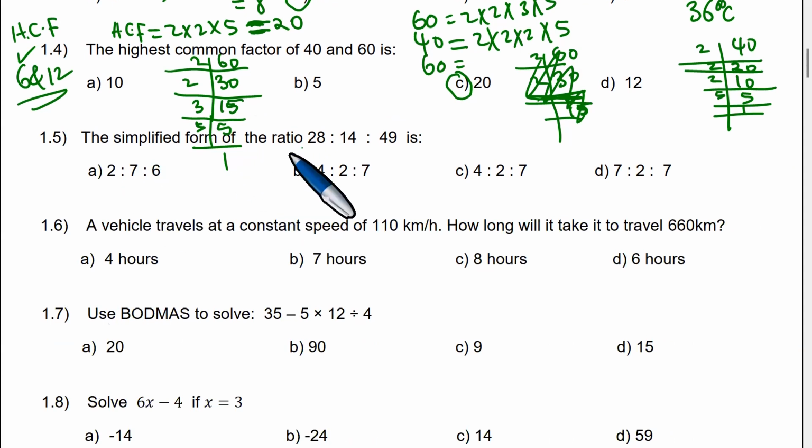1.5. The simplified form of the ratio 28 to 14 to 49 is what? Are you able to see 1.5? Yes, sir. The simplified form of the ratio 28 to 14 to 49 is what? Which one is the answer? Please let me know when you're done.